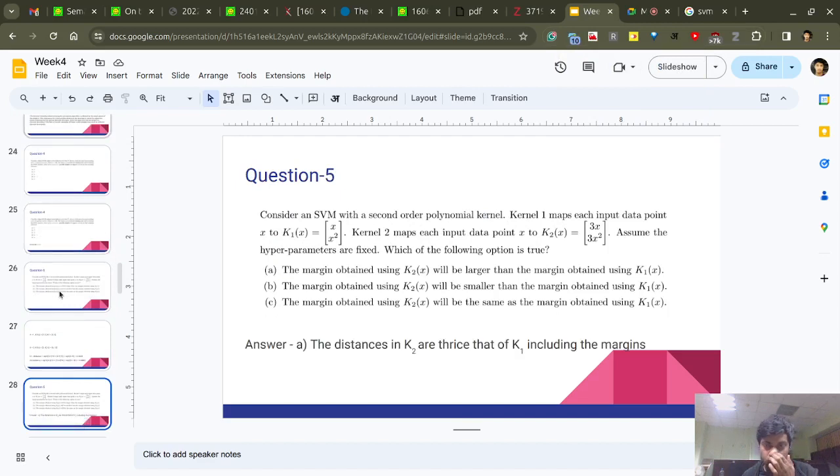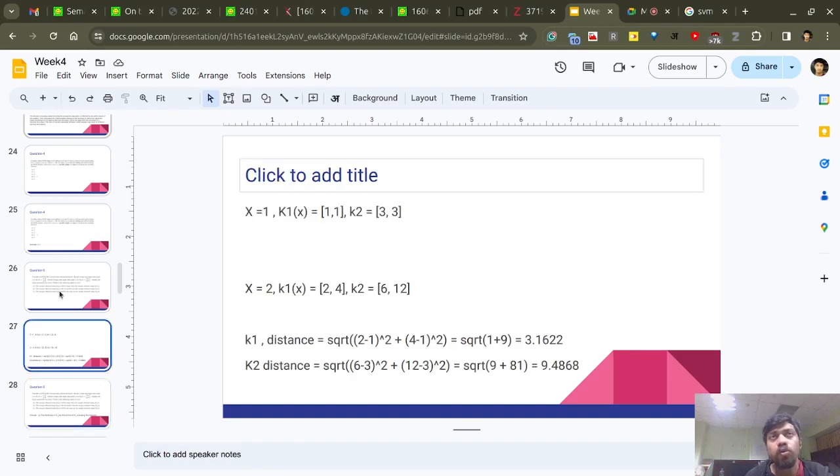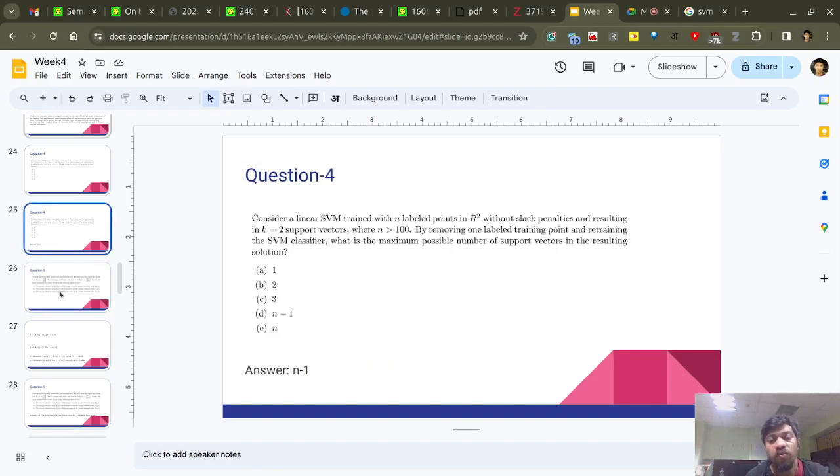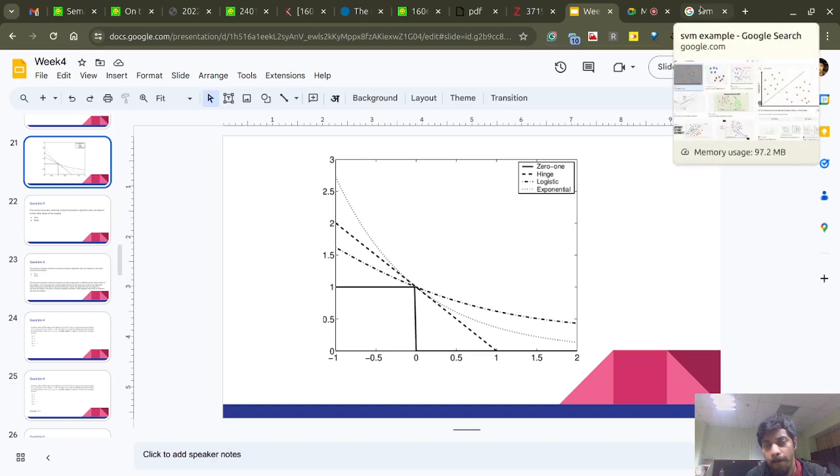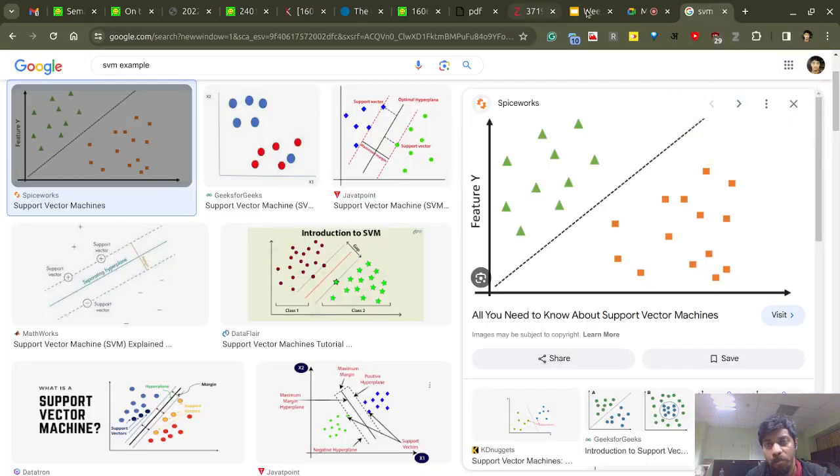Sir, can you explain convex function once again? Yeah. So convex function. Okay. Sir, with the help of a diagram, you can search for a diagram on Google and then explain what a convex function is. It will be better for us to understand.